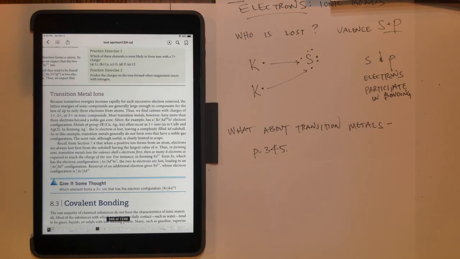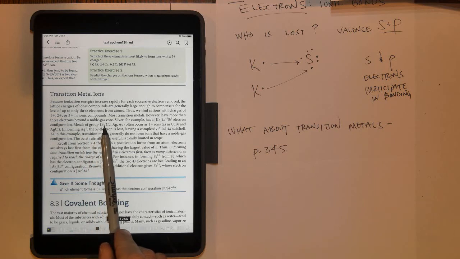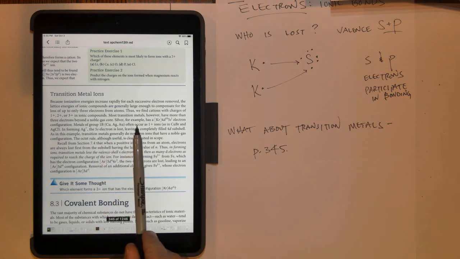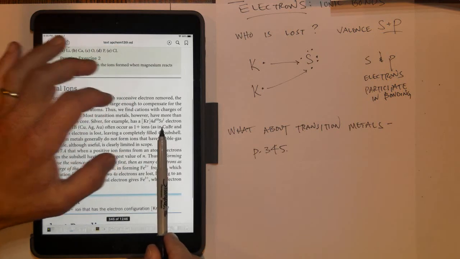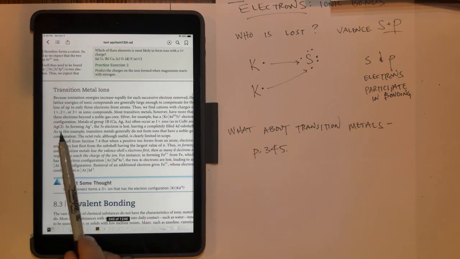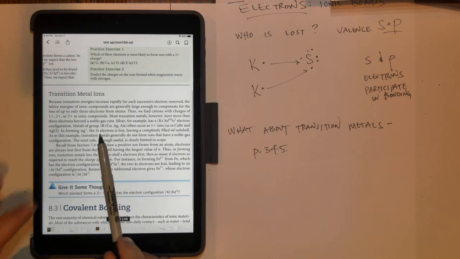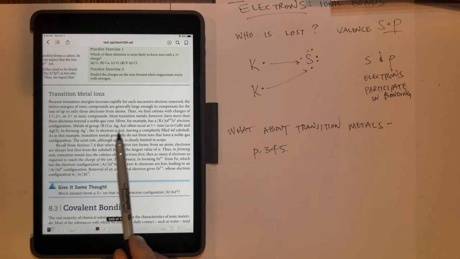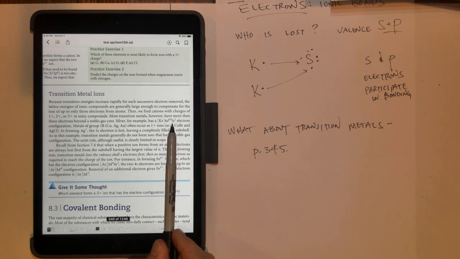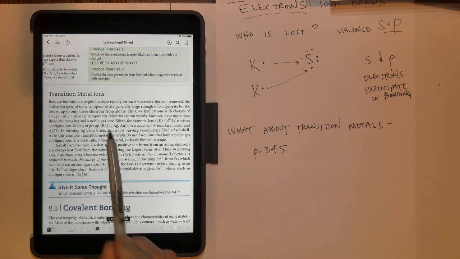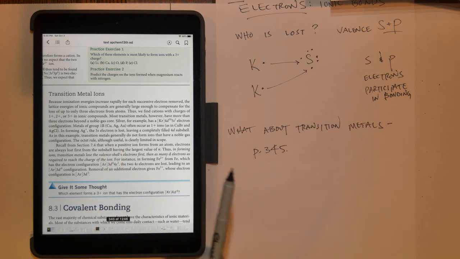Most transition metals, however, have more than 3 electrons beyond a noble gas core. Silver, for example, has krypton and then 4d10, 5s1 electron configuration. Metals of group 1B, like copper, silver, and gold, often form +1 ions. They'll lose that 5s1 electron right there, and then there'll be copper 1, silver, silver is almost always +1, and gold 1.